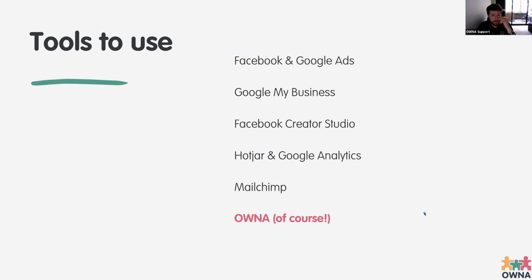So just to recap, these are the tools, all free tools or free versions at least, that you can use. Facebook and Google ads for your paid stuff, Google My Business for your listing, Facebook Creator Studio for your social media posts, Hotjar and Google Analytics for your website, and Mailchimp for your emails, and of course OWNA, which I'll talk a little bit about.